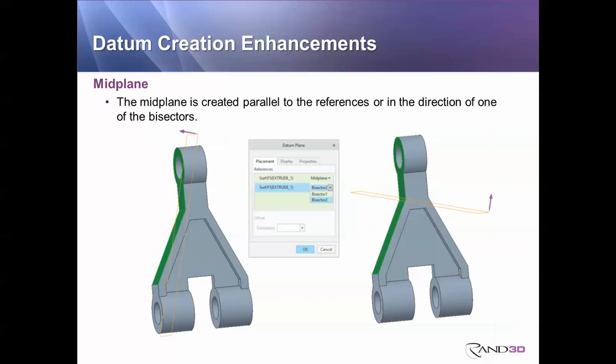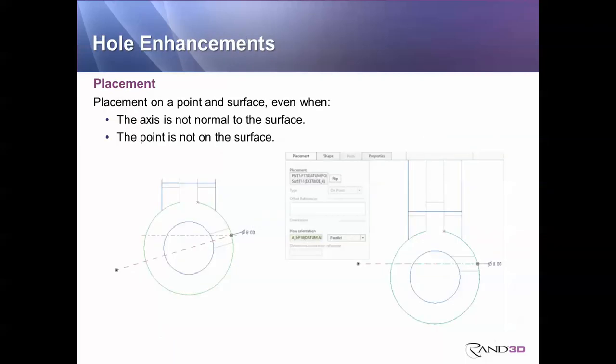Of course, the other tabs contain the same information as you've seen it before, display and properties. This enhancement deals with placement. Speaking of placement, when it comes to placement of a hole feature, you can create a hole on a point without having to define that point on a surface. So the point can be defined with other constraint options. And you can also place a hole with an axis that's not normal to a surface. So that gives you more flexibility with the hole creation.